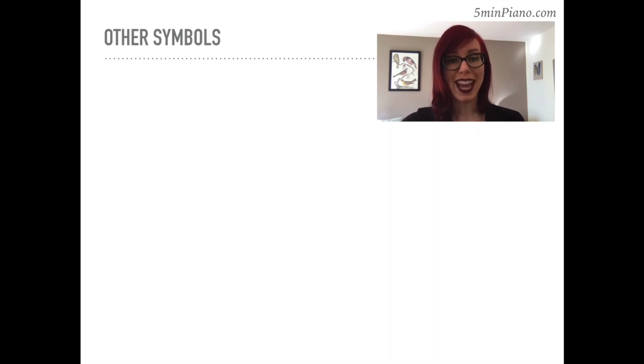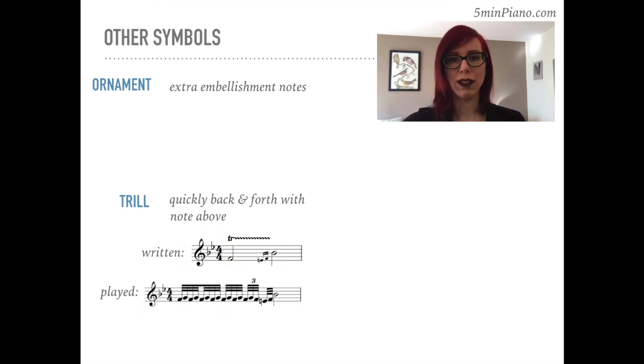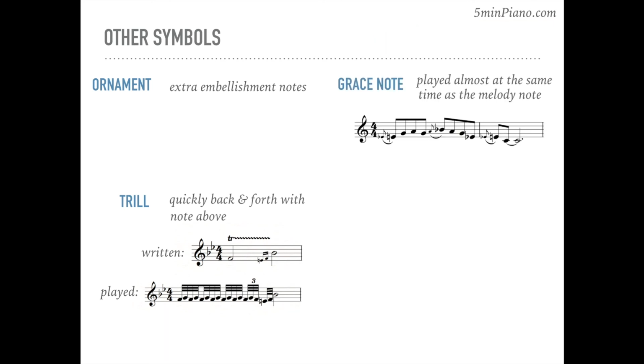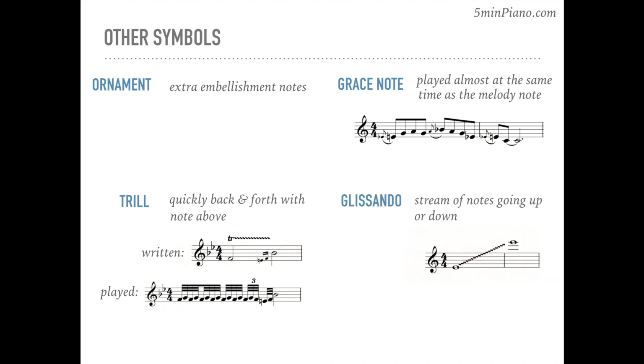An ornament is any extra embellishment notes added to a melody. A trill moves quickly back and forth between the given note and the note above. A grace note is a tiny note played almost at the same time as the melody note. And a glissando is a stream of notes going up or down. Go ahead and complete practice exercise number 3.